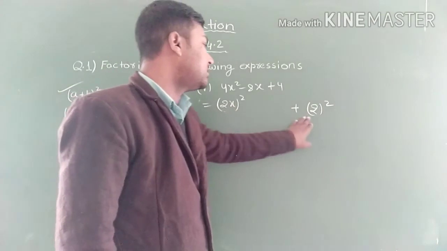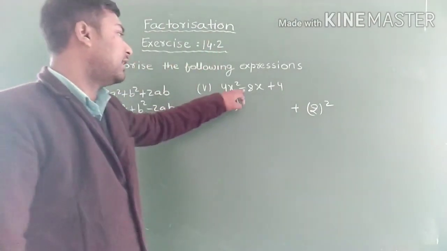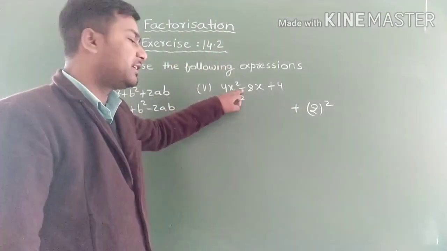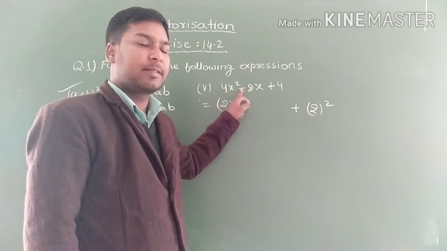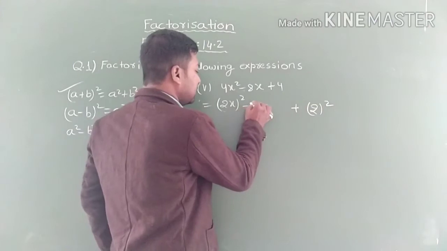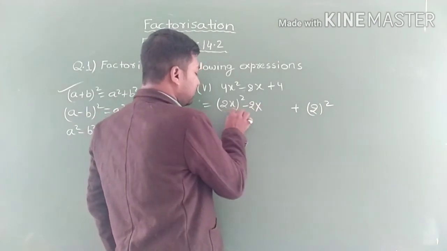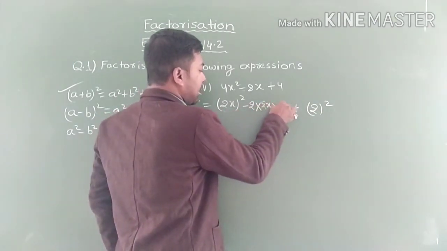A square plus b square. And this is a minus sign, which means it can be converted into minus 2ab. So this will be minus 2, a is 2x and b is 2.